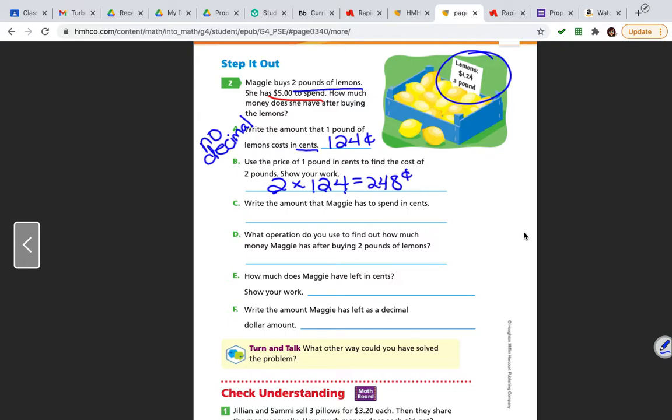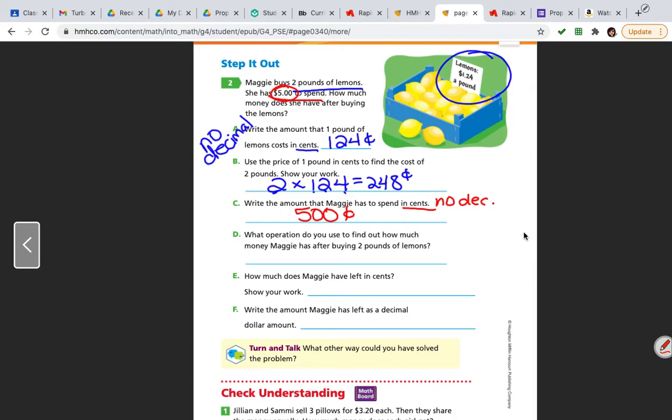Okay? So write the amount that Maggie has to spend in cents. She had $5. So in cents, no decimal, she would have 500 cents. So we're taking away the decimal at this point.